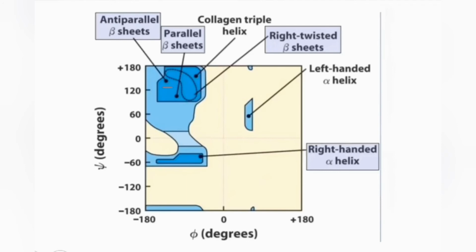In the first quadrant, anti-parallel beta sheets, parallel beta sheets, and right twisted beta sheets are commonly seen. In the second quadrant, the left-handed alpha helix is commonly seen, and in the third quadrant, right-handed alpha helix is commonly seen.